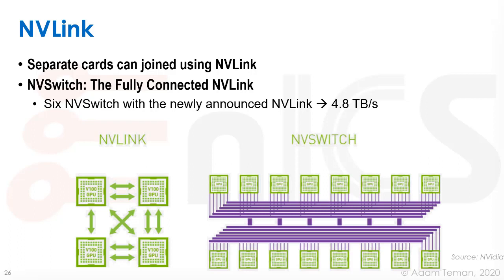But you can also get this thing called NVSwitch, which is a fully connected NVLink, and already announced that I think the Department of Defense is using a 6 NVSwitch type of configuration, which provides 4.8 terabytes per second of bandwidth. So that's really, really a lot, and that's this type of configuration that we see over here.